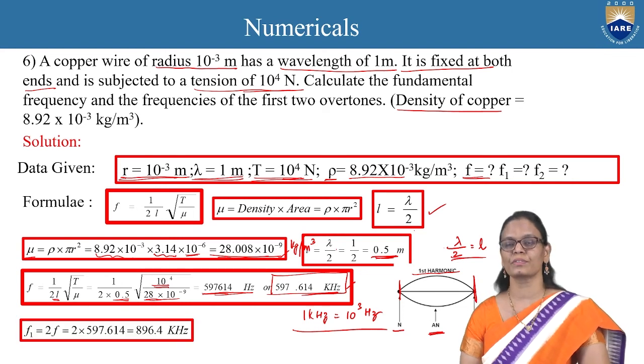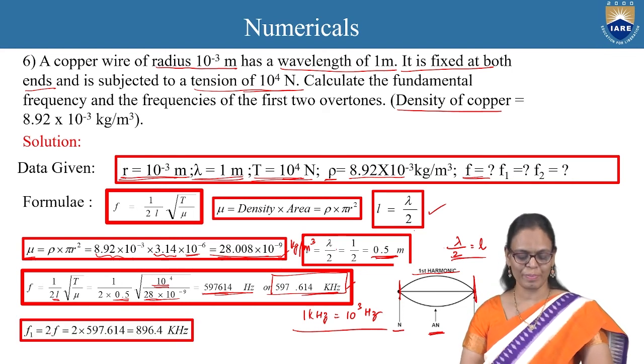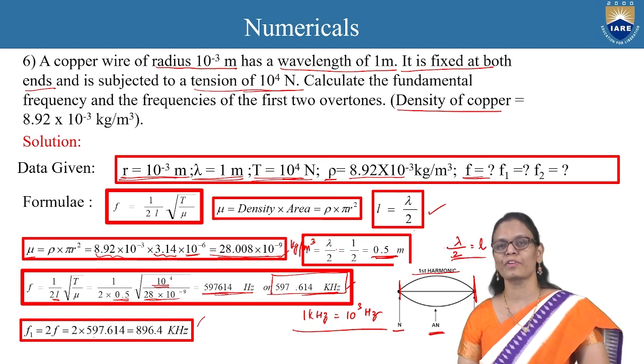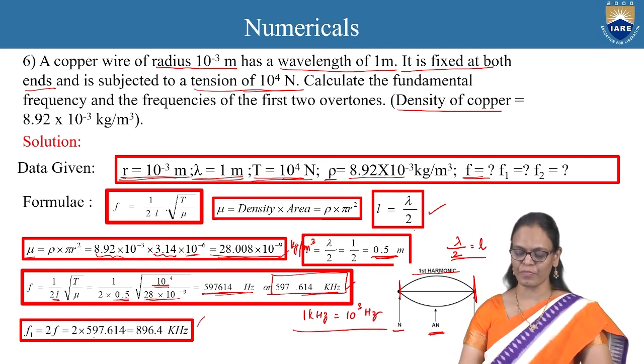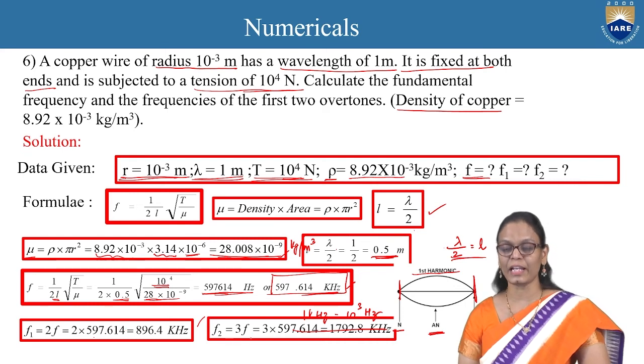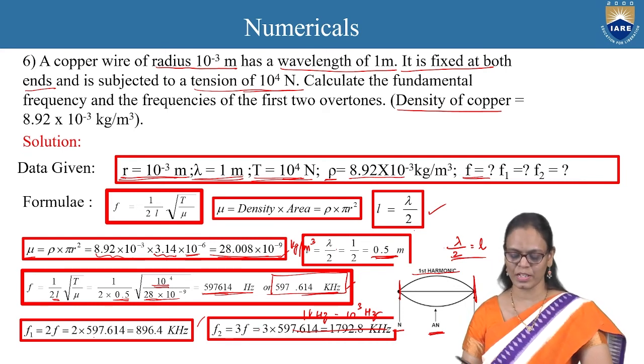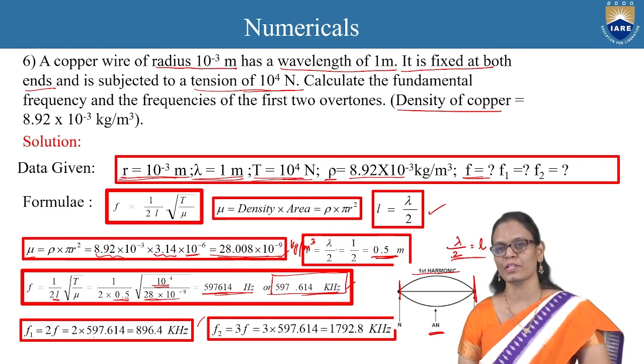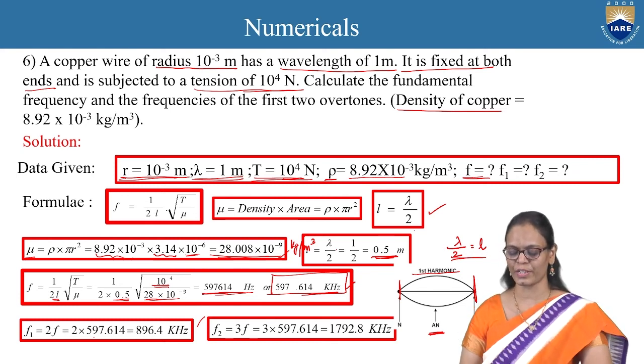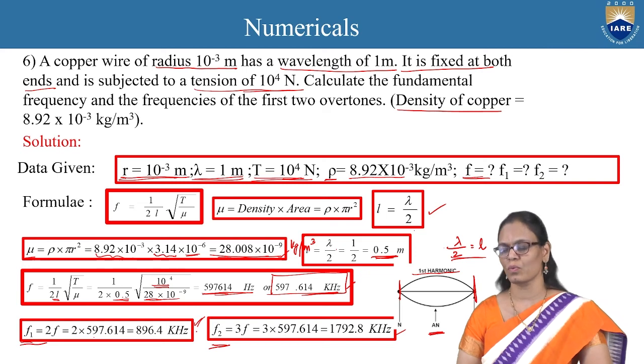Now what we have to find? The first overtone. First overtone F1 will be equal to 2F. So 2 into 597.614 gives us 896.4 kilohertz. Then F2 is equal to 3F. So what we are going to write now is 3 into 597.614, that gives us 1792.8 kilohertz. So these two are the first overtone and the second overtone.